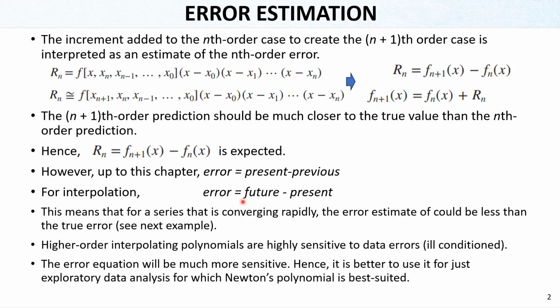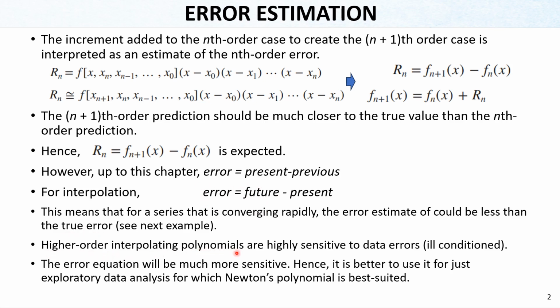This means that, with future minus present, for a series that is converging rapidly, the error estimate could be less than the true error. You can see that in the next example, but because we are using a future prediction, or future data, in the prediction of error, the error will be less than the true error actually.